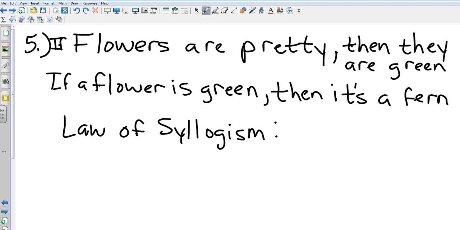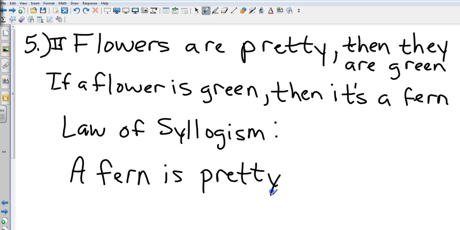All right. If flowers are pretty, then they are green. If a flower is green, then it's a fern. Brock, what is my law of syllogism statement? A fern is a flower. Uh-oh. Josh? A fern is pretty. Okay. A fern is so pretty. Just a pretty little fern. Okay. There we go.